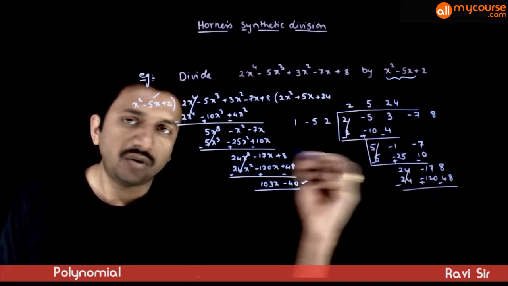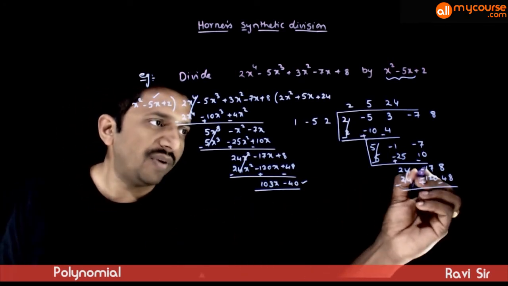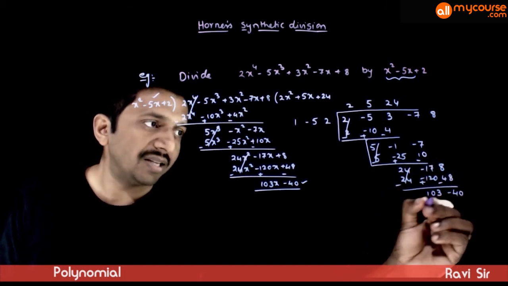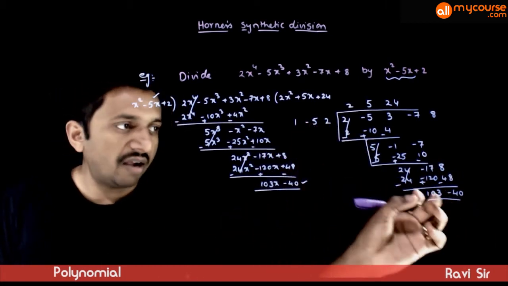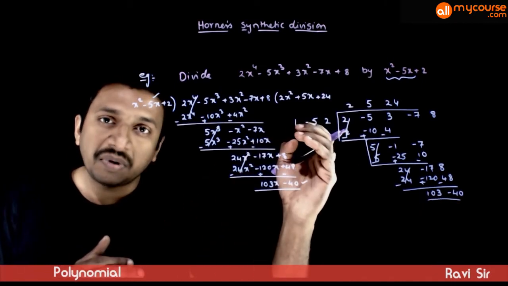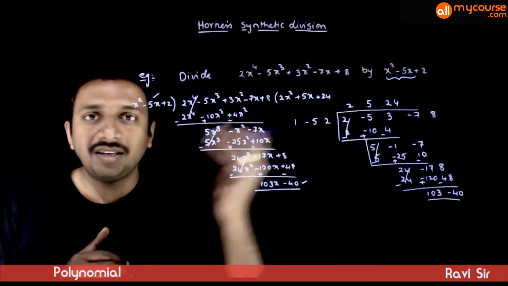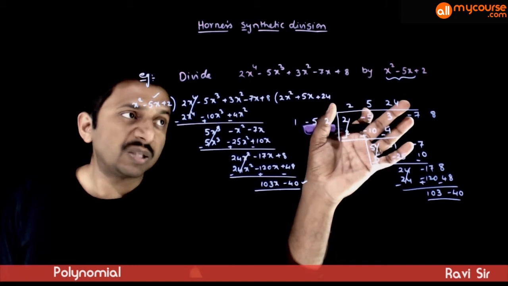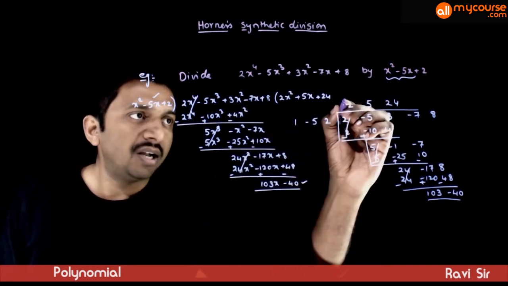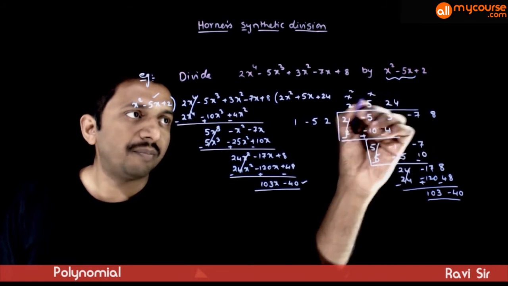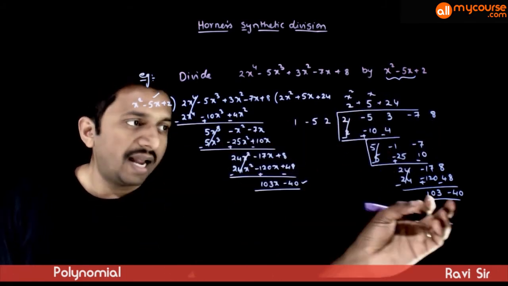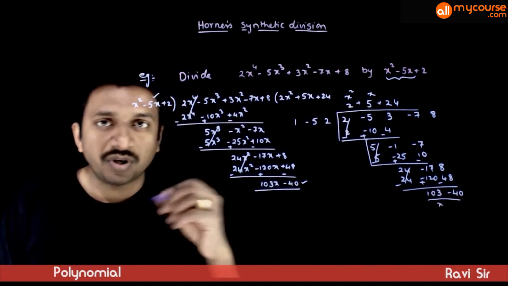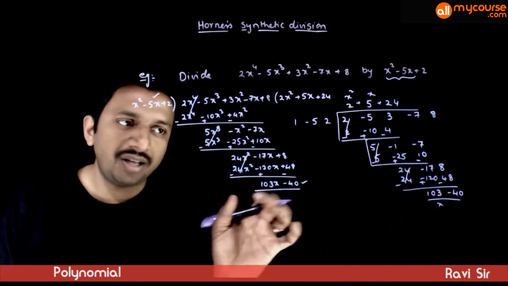Subtract again, 24 minus 24 gets cancelled. So 120 minus 17 is 103. 8 minus 48 is minus 40. So you have 3 terms here, you have 2 terms here. That means the degree of remainder has gone smaller than the degree of divisor, hence our division process is complete. So the quotient corresponds to the numbers 2, 5, 24. That is 2x square plus 5x plus 24. And the remainder is having 2 terms. Minus 40 is the constant term. 103 corresponds to the x term. So 103x minus 40, exactly same as this.